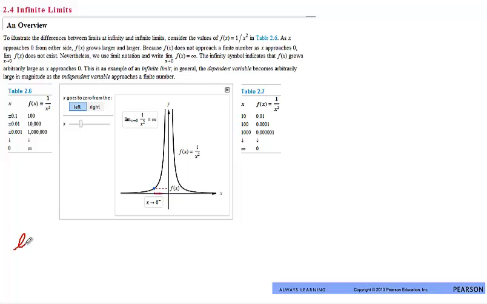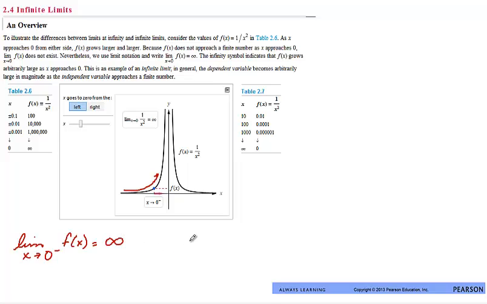So let's look at the limit as x approaches 0, say from the left, of this f of x, which is 1 over x squared. First up, I'm going to take my left hand and move along this function, and I see that the function gets larger and larger without bound, meaning that the function approaches infinity.